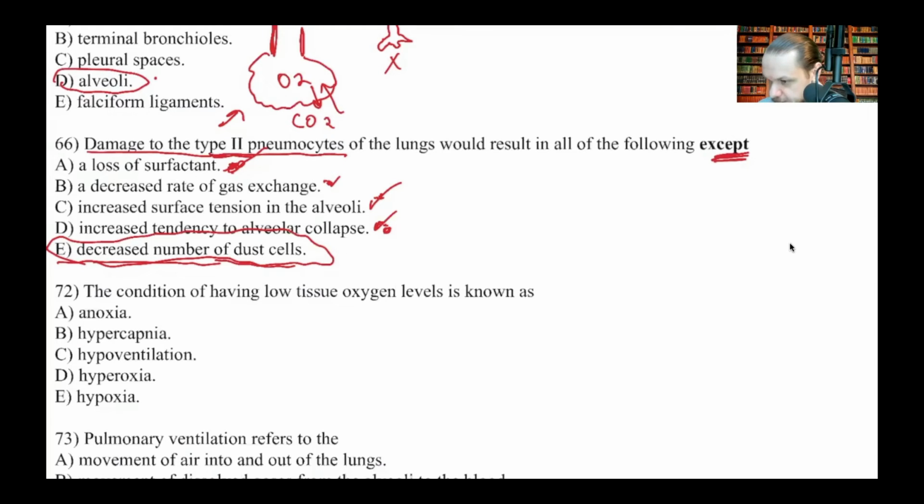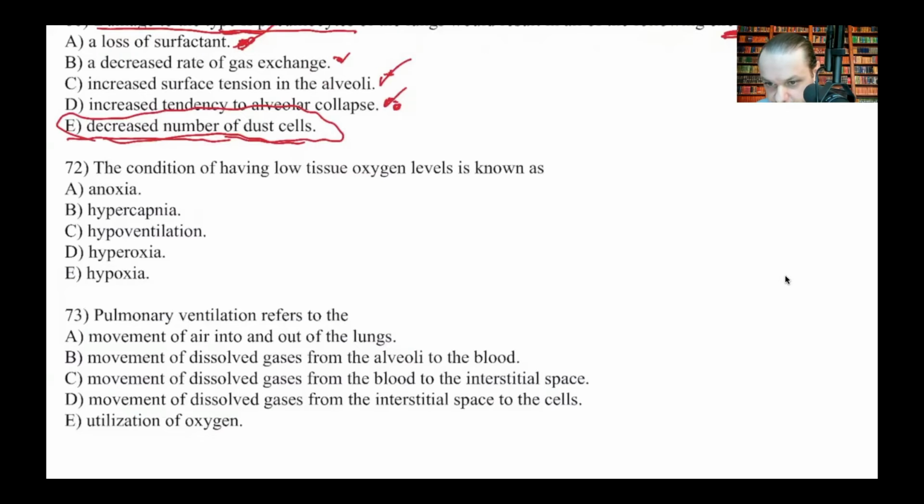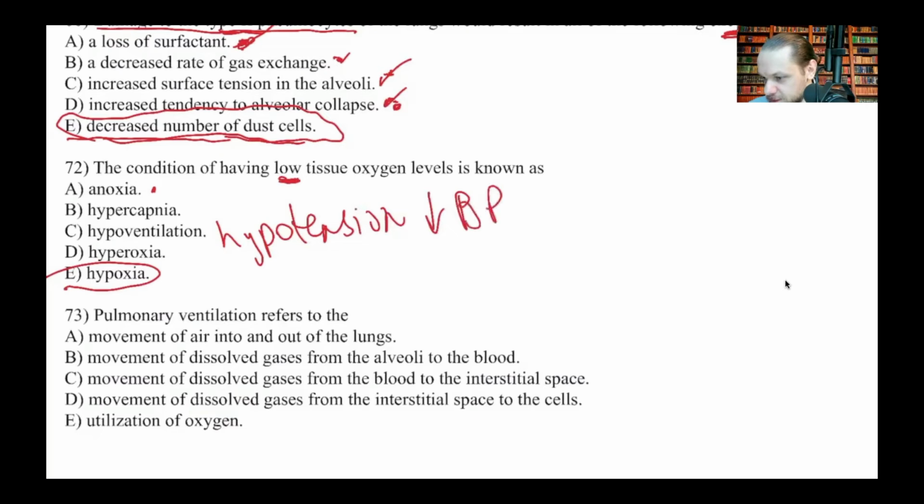All right. 72. Let's see who hasn't gone. Let's do Brian. The condition of having low tissue oxygen levels is known as anoxia. So anoxia means no oxygen, right? A low means there is some. So be careful of the words they use. When they're talking about low, it's usually hypo. You know how we say hypotension? Hypotension means low blood pressure, and hypoxia means low oxygen saturation and low oxygen there.